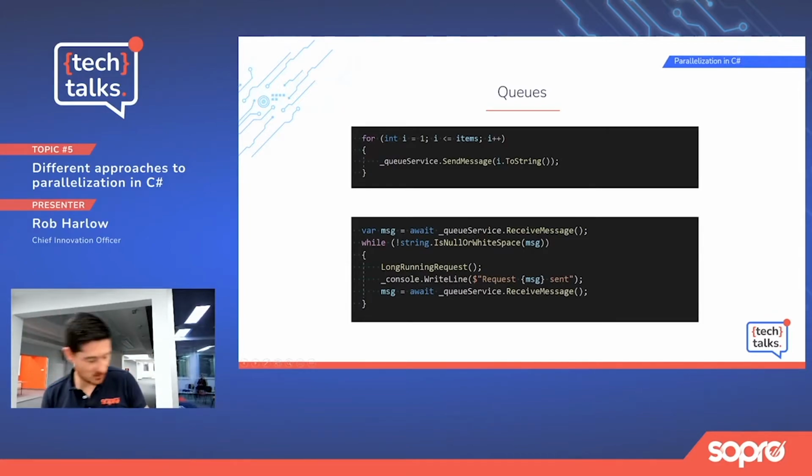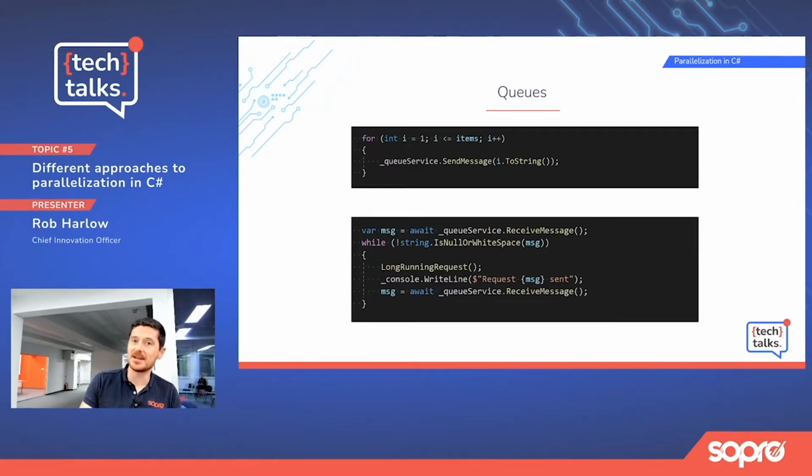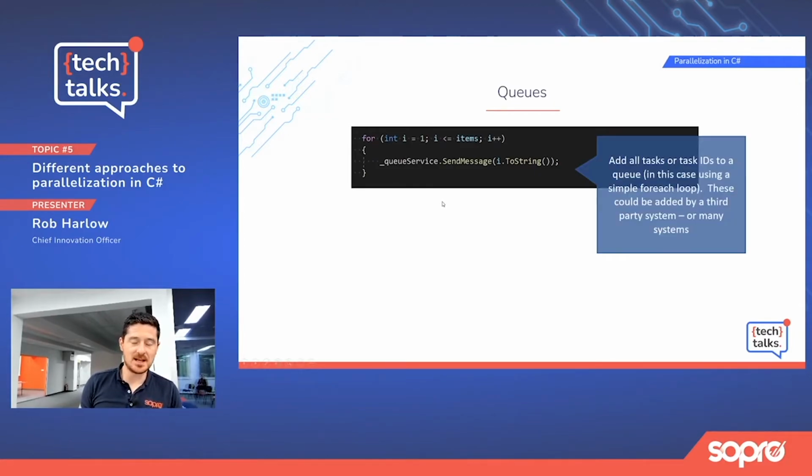Final approach I want to look at is queues. And a queue is designed to really come in two parts. One is the population of a queue. In this example, we are sending messages or adding an item to a queue in a simple loop. Now, in reality, any system could add an item to a queue. It's an HTTP call, it's an API call. The key thing is that the system adding the item to the queue is totally separate to the queue.